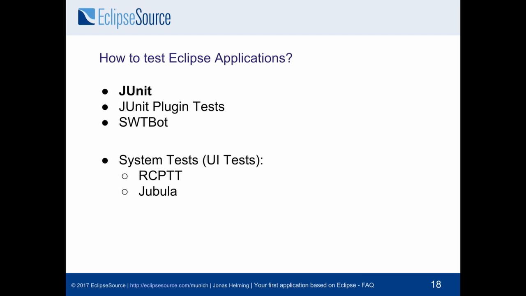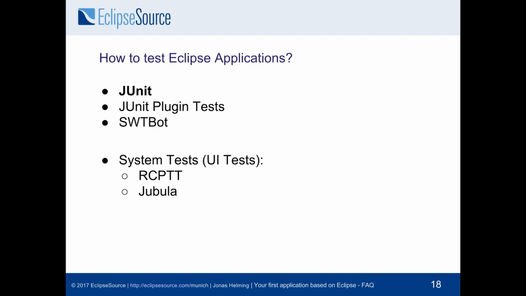Speaking about testing, how do you test Eclipse applications? The plain answer is JUnit can be used as for any other Java application. There is a special JUnit test supported by Eclipse, which is called a JUnit plugin test. The difference to a plain JUnit test is that it also fires up an OSGi environment, so you can work with bundles and you can test dependencies between bundles. That's the difference. However, most stuff is still tested in JUnit.